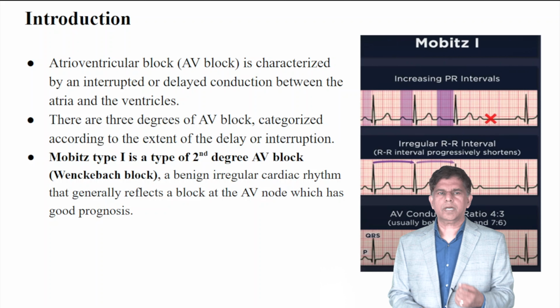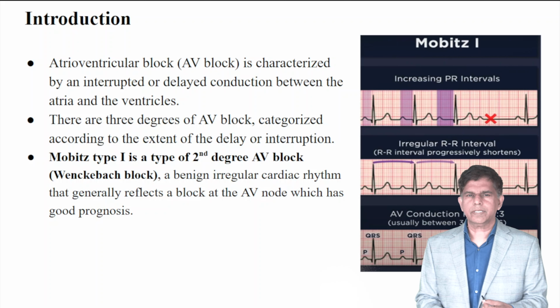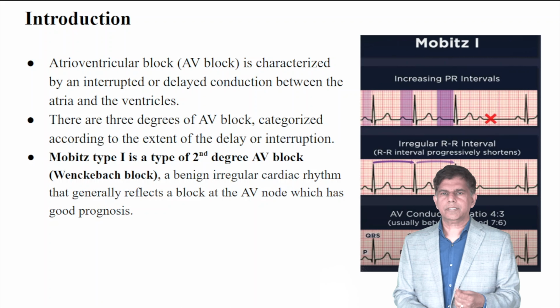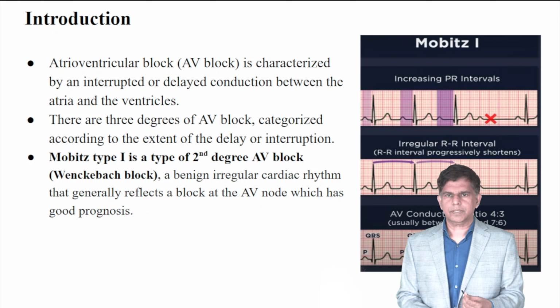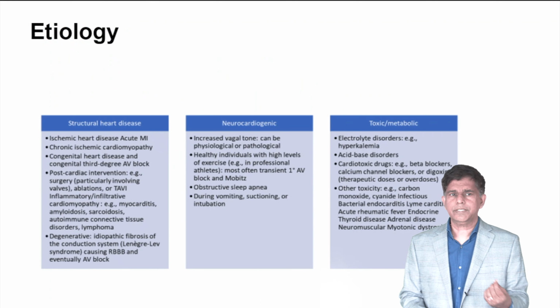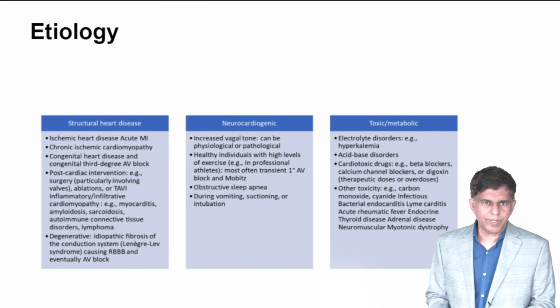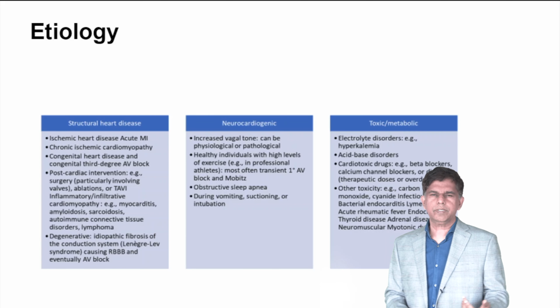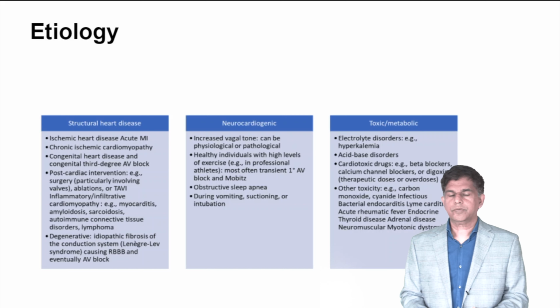It's a benign irregular cardiac rhythm that generally reflects a block in the AV node, and the prognosis is pretty good. So in Mobitz type 1 there is increased PR interval, irregular PR interval, and the AV conduction ratio is around 4:3. Now, what are the causes or etiology? There could be structural causes, neurocardiogenic causes, and toxic metabolic causes. So it's very important to rule out all the reversible causes.